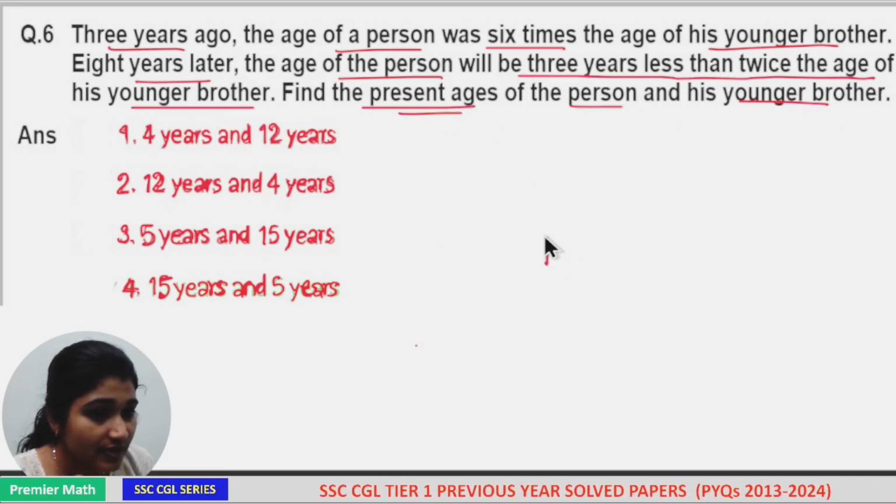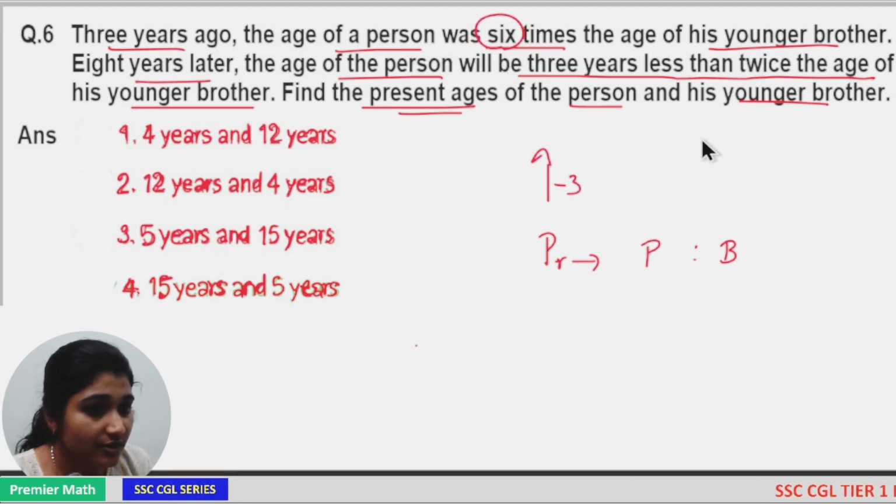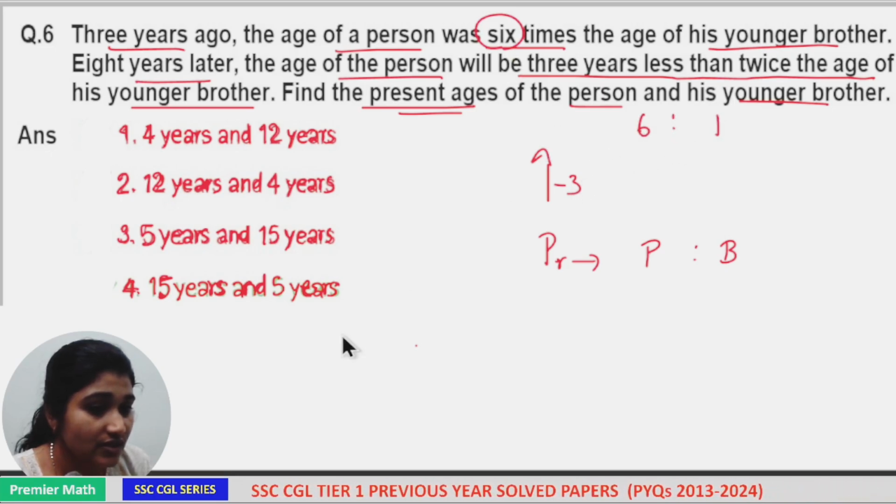Here, the percentage ratio is not given. Let's take it as P is to P. Now, 3 years ago, the person was 6 times his younger brother, meaning if the brother was 1 year old, the person would be 6 years old. So 6 is to 1 is the ratio 3 years ago.